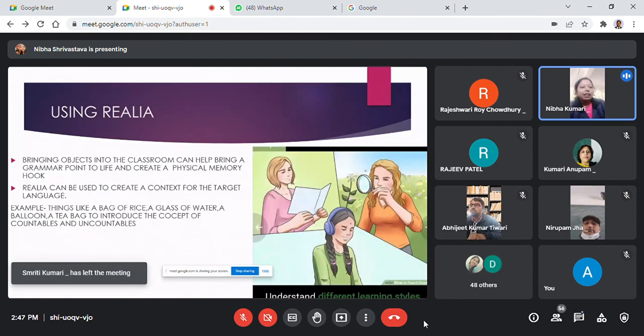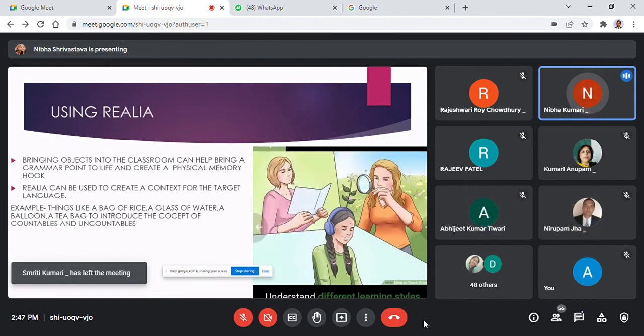Now, realia means real situations, real things. Sometimes we can use real things which are present nearby, or students can bring them from their houses. Bringing objects into the classroom can help bring a grammar point to life and create a physical memory hook. Realia can be used to create a context for the target language. Examples: a small bag of rice, sand, a glass of water, a balloon, a tea bag, to introduce the concept of countables and uncountables.